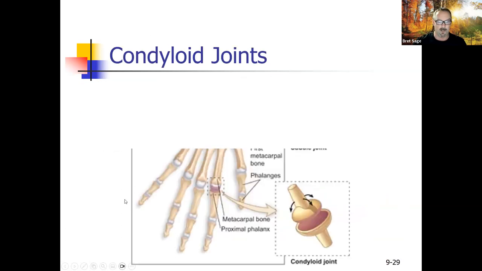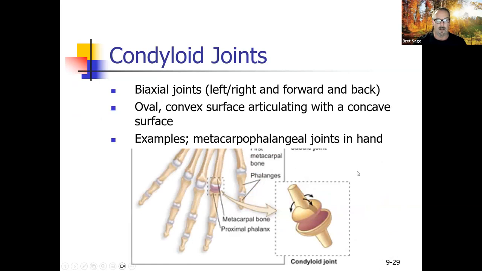Okay, condyloid joints, you find these in metacarpophalangeal joints and in your jaw. Good example. So you can see they're somewhat similar to a ball and socket, but not quite as round, a little bit flatter, more like a planar joint, but some curvature. So it allows a little bit of movement. So you can do this and you can do this. So they are biaxial. So they allow this spreading of the fingers and the bending of the fingers. So there you go, biaxial.